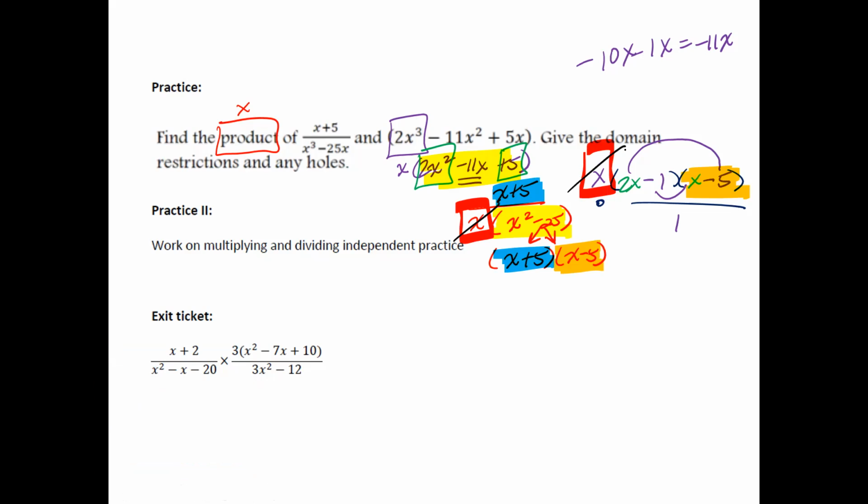X cancels, x plus 5 cancels, x minus 5 cancels, and you have to be careful and go, well, what is left technically? Well, what's left is you have 1 on top times the 2x minus 1. So you technically have 2x minus 1. And on the bottom, you just have a 1. So your answer is just that right there.